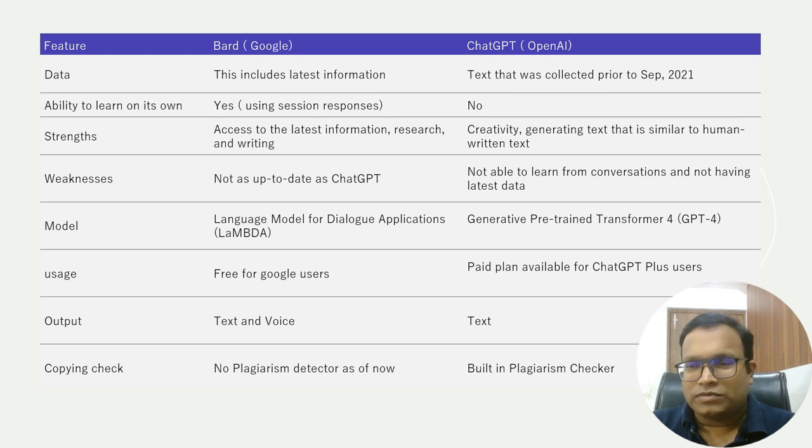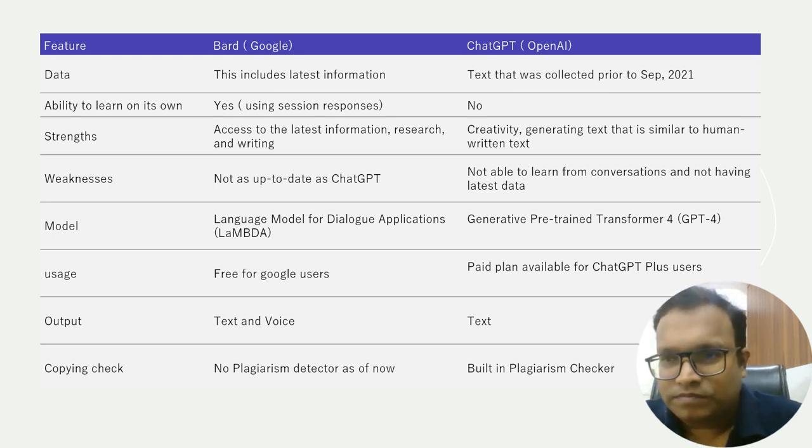From the output format, Google Bard provides you text and voice format, while ChatGPT provides only text format. So the difference is that in Google Bard, whatever response you get, you can also listen to it. Voice is also possible. You can ask Google Bard to create something and dictate something as well.